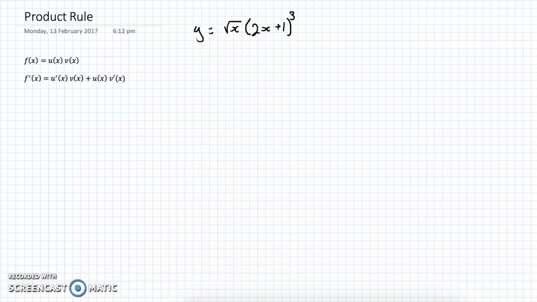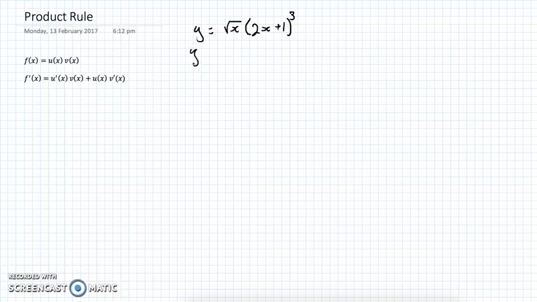Okay, hopefully you've had a bit of a look. So we've got one function here, which is the square root of x, another function here, which is 2x plus 1 cubed. We've really got an extra function, and that's this 2x plus 1 here as well. So you see, when we try to differentiate this part of the function, we're going to have to use our chain rule. So let's have a look at what this is going to look like.